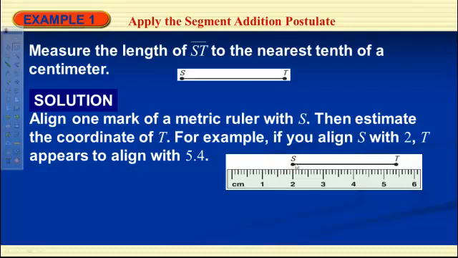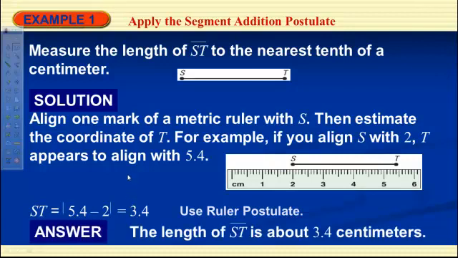Now most of the time we line it up with a 0, but we could line it up with a 2. So S is at 2 and T looks like it's close to 5.4. So now we can measure that length, or we can subtract those two using the ruler postulate. We do absolute value of 5.4 minus 2, and that gives me 3.4. Okay?